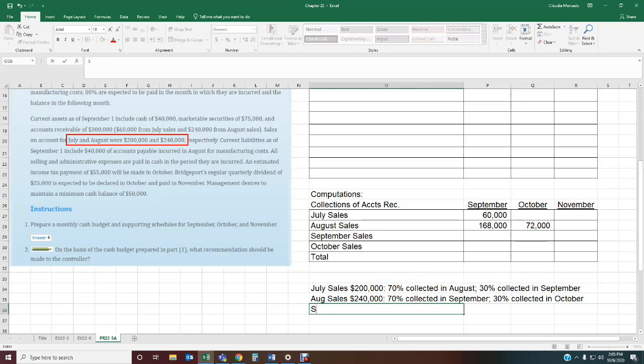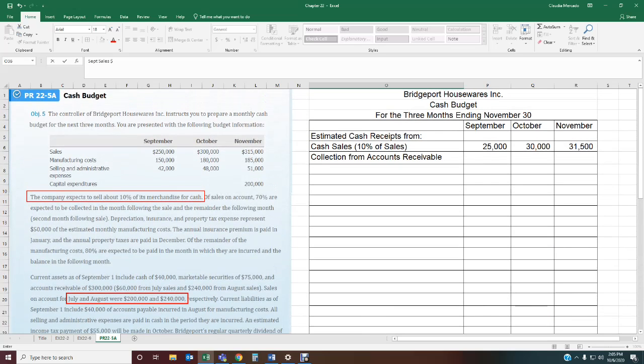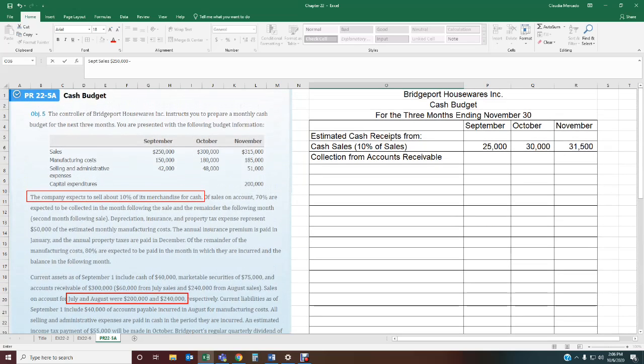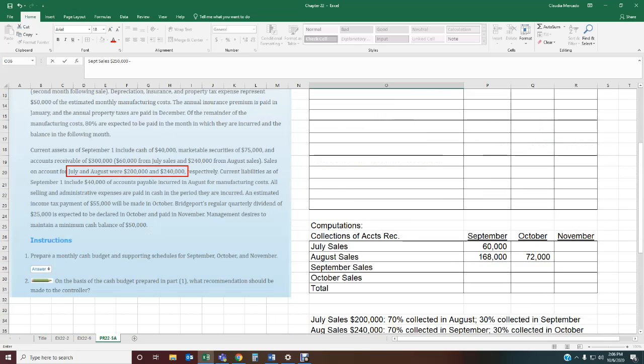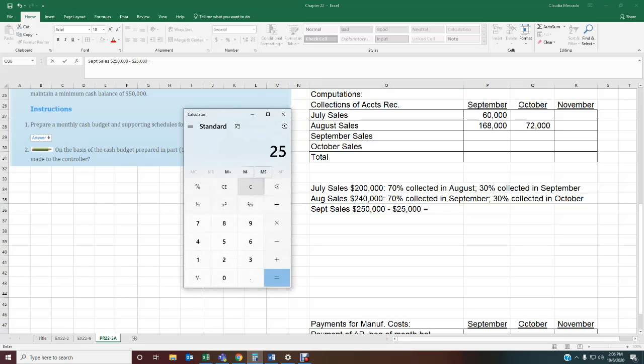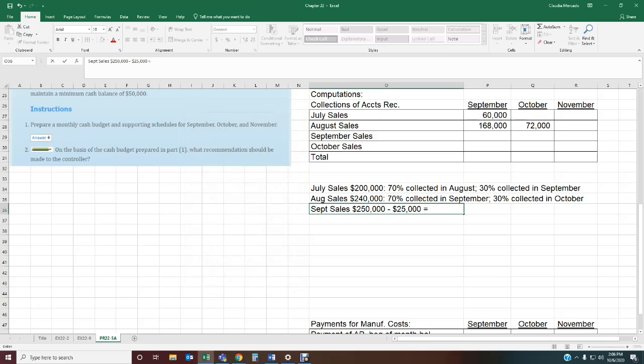Now let's look at our September sales. In September, I had sales of $250,000. I'm going to subtract my cash sales. I know I had cash sales of $25,000. So my actual September sales on account were 250,000 minus my cash sales of 25,000. That's going to give me $225,000 in sales on account.